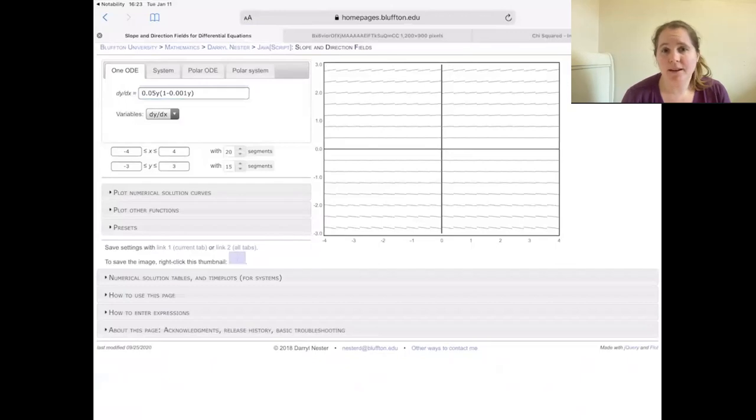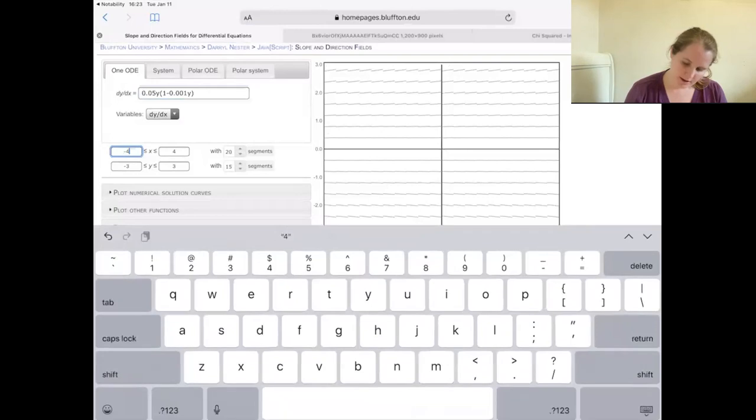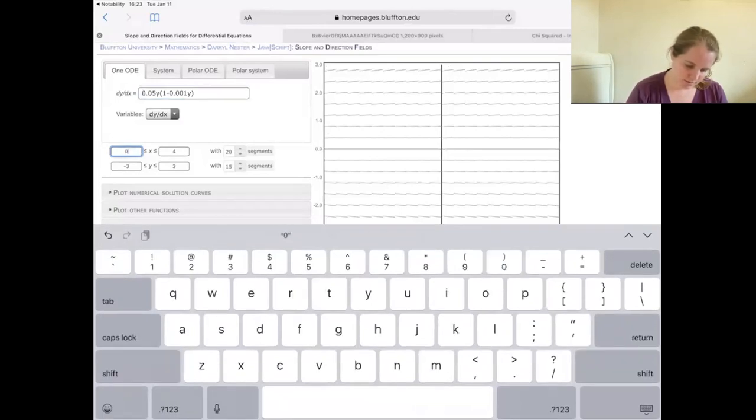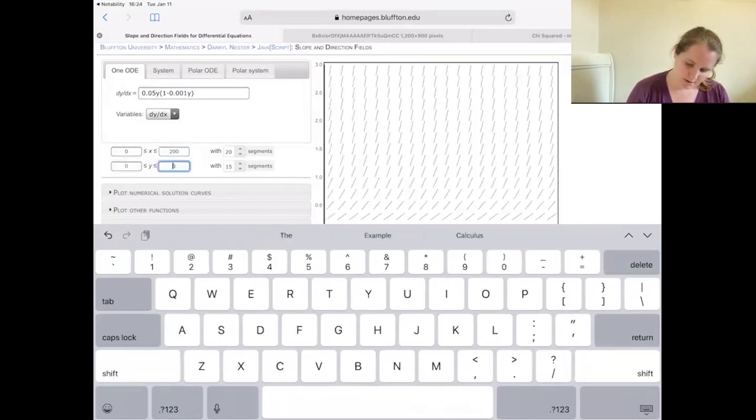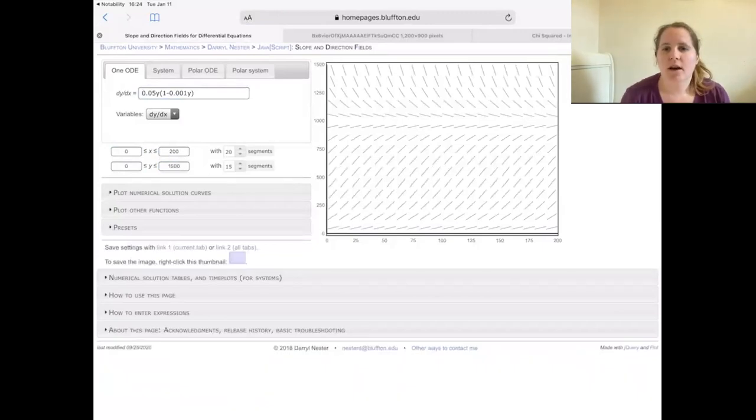And you can see right now between x is -4 and 4 and y is -3 and 3, there's not much interesting going on. Let's go ahead and change our x from 0 to 200, and y from 0 to 1500. And you can now see your direction field here. So I'm going to take a picture of this and add it into our notes, and we can just kind of label what was going on.